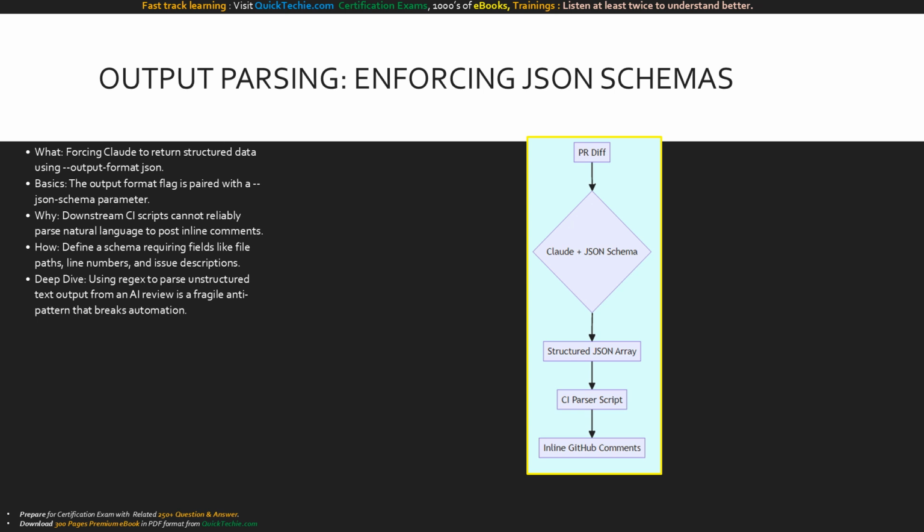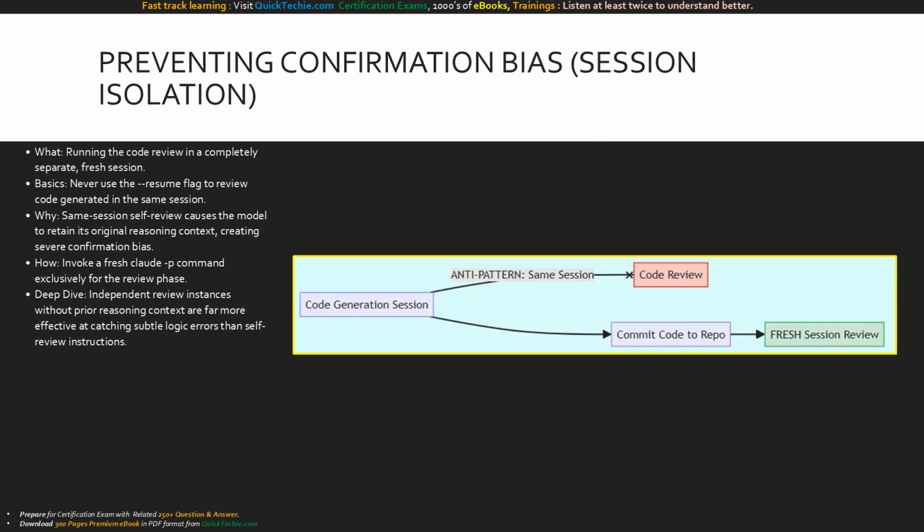A massive architectural trap in automated workflows is same-session self-review. What is this? It's when you use the exact same Claude session to generate code and then review that code. The basics of reliable reviews demand session isolation. Why? If the reviewer runs in the same session, it retains the generator's reasoning context, creating a dangerous confirmation bias. It will inherently trust its own logic. How do we prevent this? By initiating a completely fresh session for the review phase, explicitly avoiding the resume flag.